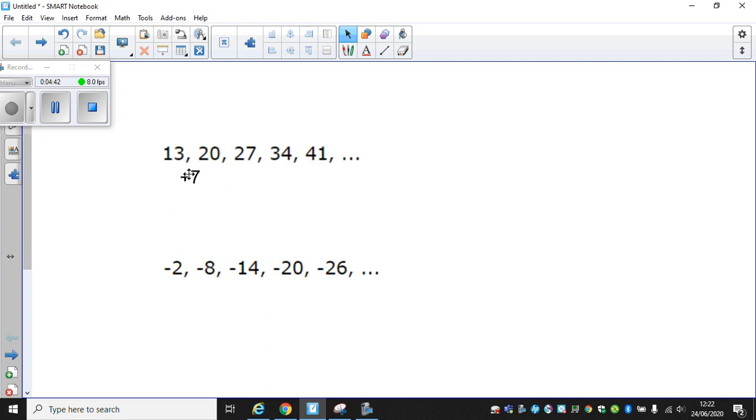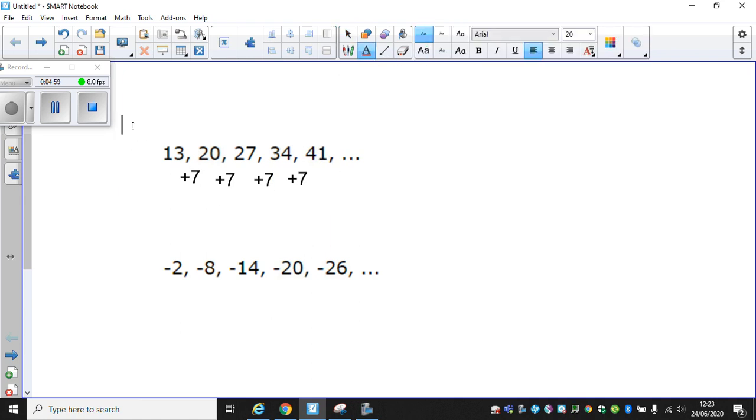So 13 plus 7 gives us 20. 20 add 7 gives us 27. 27 add 7 gives us 34. 34 add 7 gives us 41. So this sequence goes up in 7s. What that tells me is it has something to do with the 7 times table. So the 7 times table is made from the rule 7n.